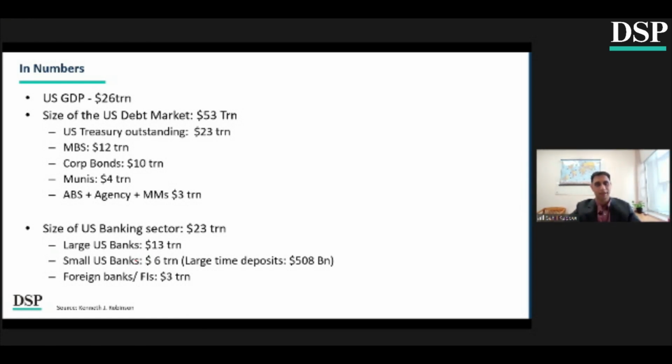When you look at the size of the banking sector in the US, it is at $23 trillion. Large US banks, 13 trillion. Small US banks are at 6 trillion. And this is where the problem has started. These 6 trillion of assets are supported by about $508 billion of large time deposits. There are other deposits also of about 4.5 trillion. But this is the biggest chunk of the problem, large time deposits, where we are seeing a lot of redemption pressure, or depositors calling back their money.